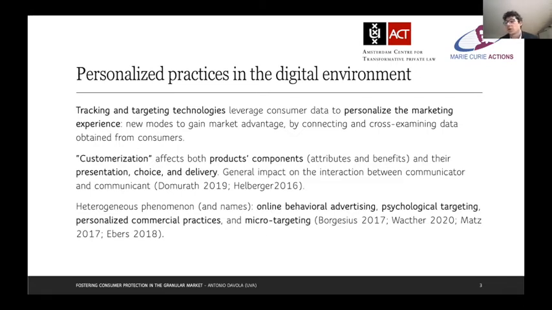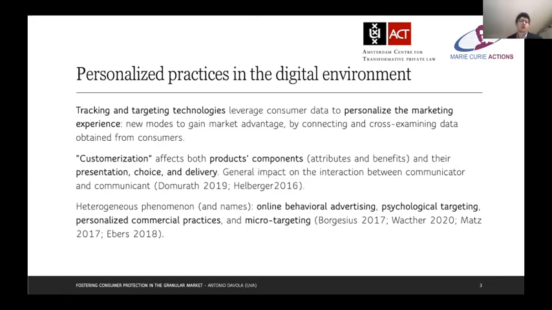Here I want to shift the focus a little bit by underlining that customization actually also affects the components of products, so the attributes and benefits of products that are shown on the market, as well as their presentation, choice, and delivery. So personalization and personalized commercial practices have an impact not only in terms of the price of the product, but on a more general ground on the features of the products that we consider. And therefore, the paper tries to deal with the personalization of products.